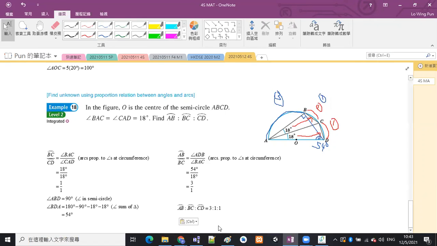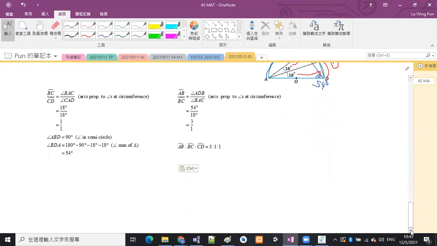And then I will check number 17, ID 17 and ID 18 first. And I would also like you to do the following exercise. Exercise 10C.